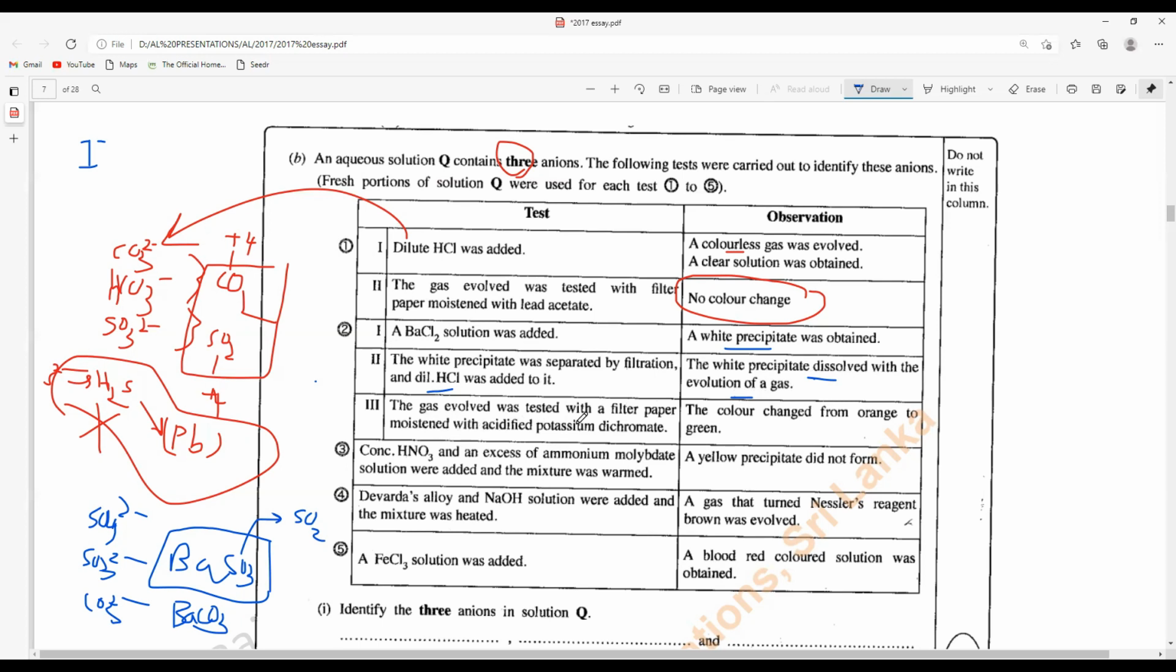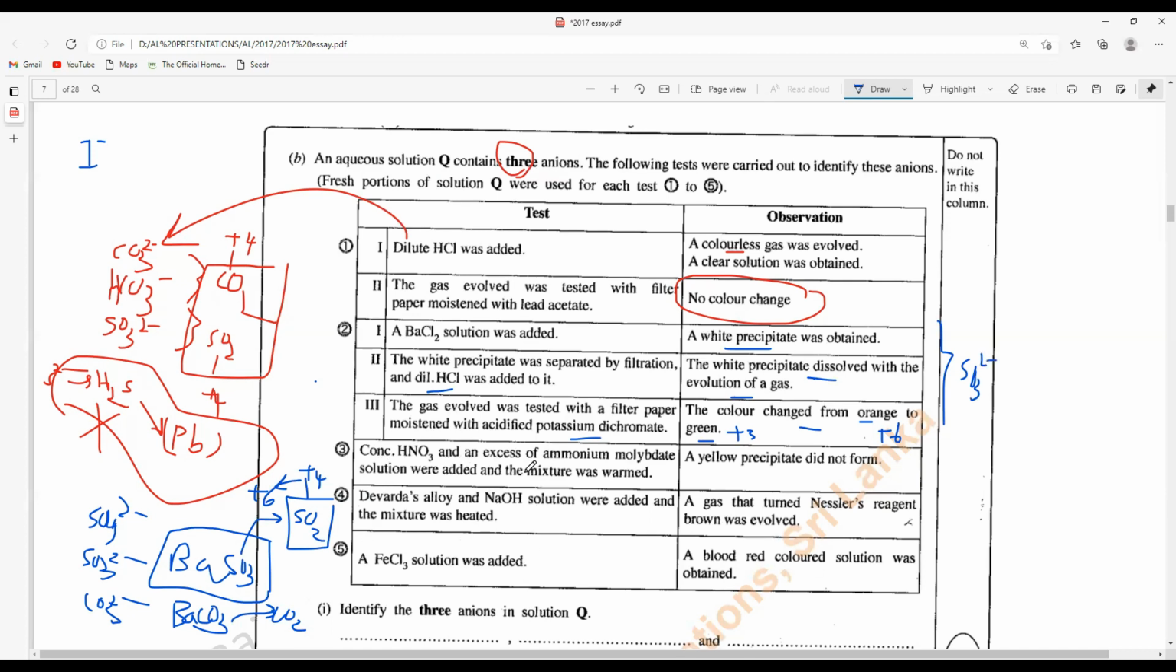The gas evolved was tested with a filter paper moist with acidified potassium dichromate. A color change occurs. So this confirms this is not CO2, this is SO2, because this is +4, right? So it can oxidize up to +6, while this potassium dichromate gives a color change from orange, which is +6, to green, which is +3. That's the overall idea, right? So one anion from these two is confirmed. So this is SO3 2 minus, that should be present.